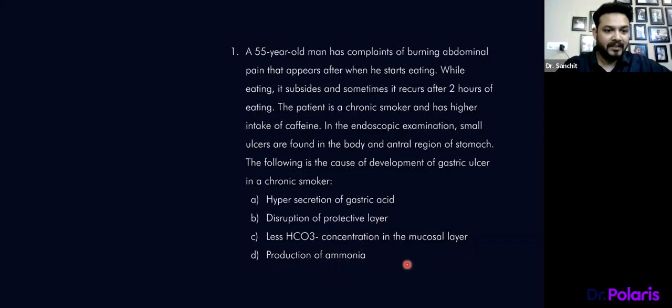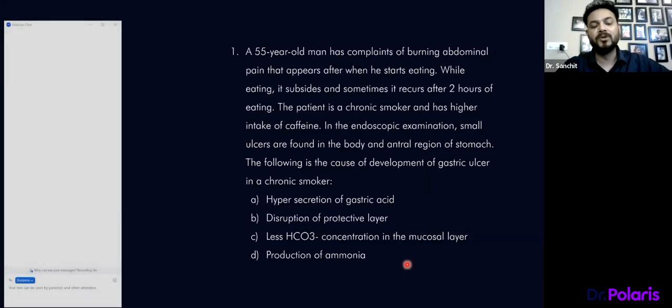Satrupa has answered B, that is disruption of the protective layer. Umang says it is because of less bicarbonate concentration in the mucosal layer. Anyone who has anything else? Anjali thinks it is either A or C, hypersecretion of gastric acid. So there is a lot of confusion.